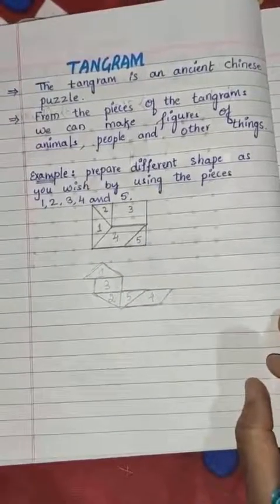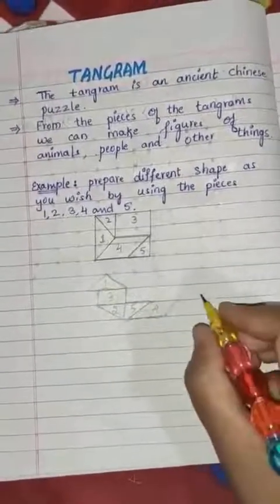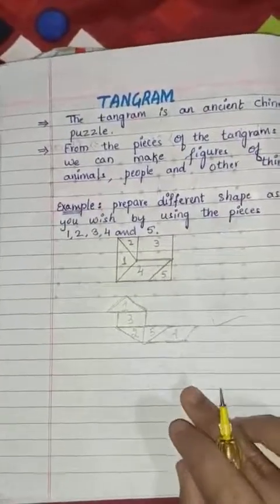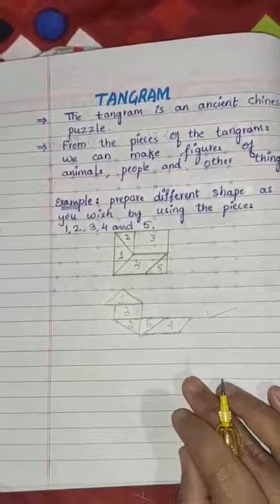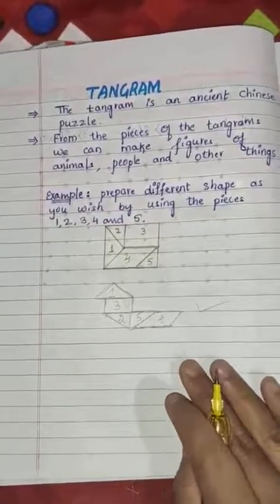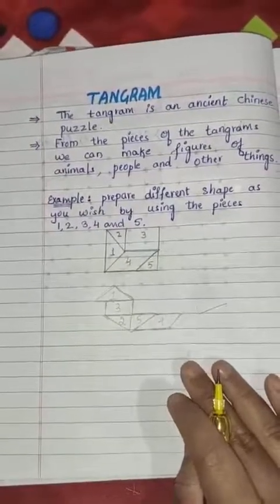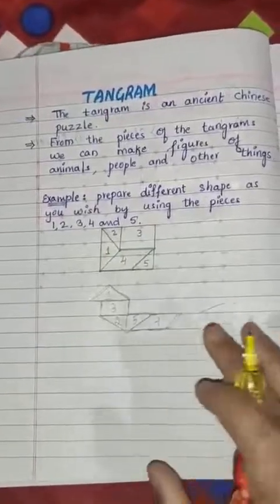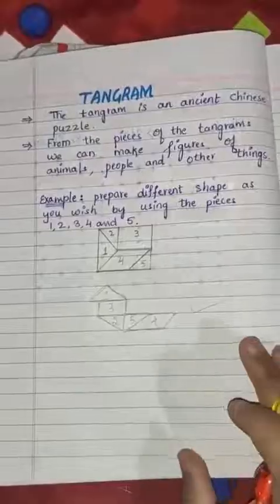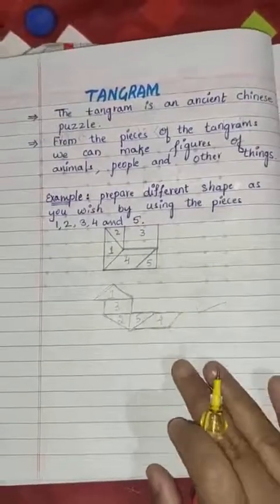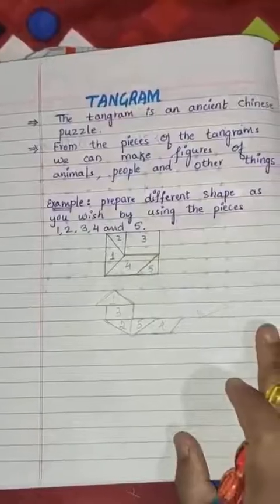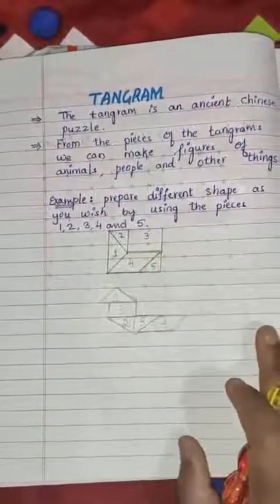See, we got one figure. It's looking like some bird. Yeah. So this is called the tangram. So by taking the pieces of the tangram, we can make different figures such as animals, birds, people, and some other things. Okay. But to do this tangram, to create a figure, we need intelligence and imagination. Understood, children? So, I hope you all understood the concepts very well. Okay.